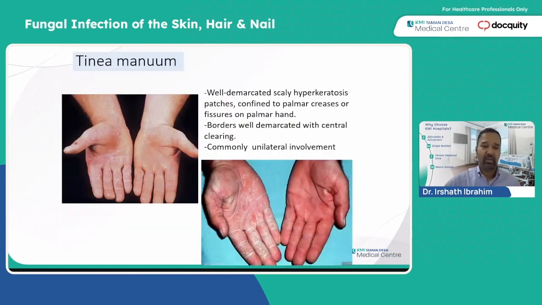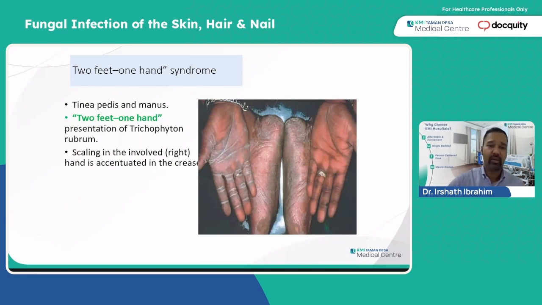Tinea manuum is quite easy to diagnose, but some other differential diagnoses you might want to consider are hand-foot eczema or contact dermatitis. You get well-demarcated scaly hyperkeratotic patches confined to the palmar creases and the fissures of the hand. So it's very well demarcated. Commonly it is unilateral involvement, unless you get two feet, one hand syndrome, where both feet are affected due to Trichophyton rubrum. So there's tinea pedis, and only one palm is affected. Scaling involving the right hand is accentuated in the creases.